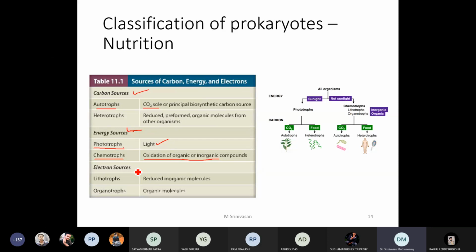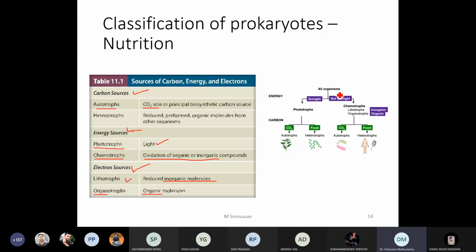And next, the electron sources, based upon what electron donor they have. During the process of oxidation they require electron donors and acceptors. So based on this we call them lithotrophs, which use inorganic molecules, and organotrophs. Organo means organic, so organotrophs use organic molecules as electron donors. So these are the three broad nutrition types: the energy source, carbon source and electron source required for their metabolism. Based on combining all these three, we are able to classify organisms into multiple groups.